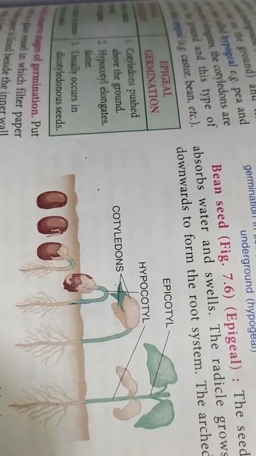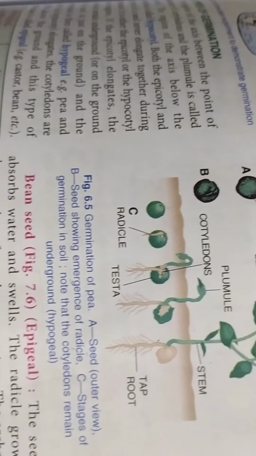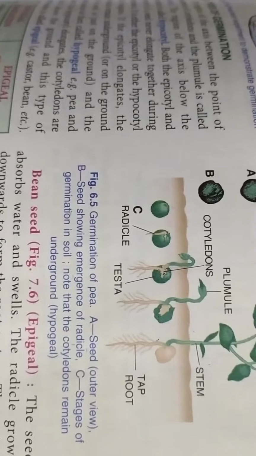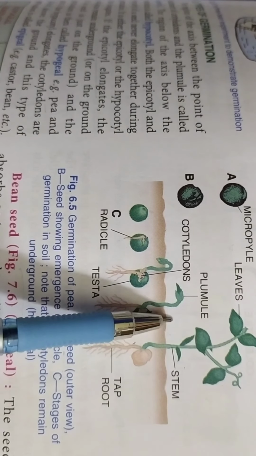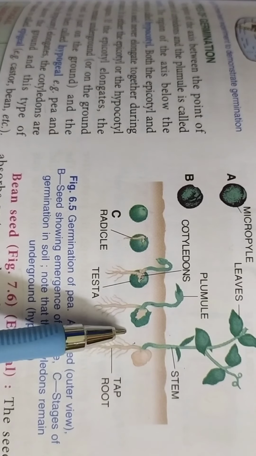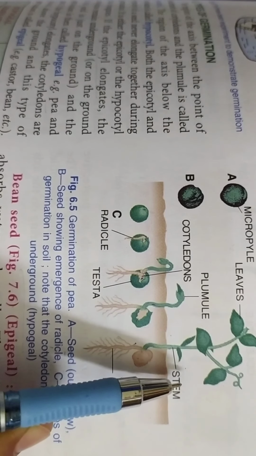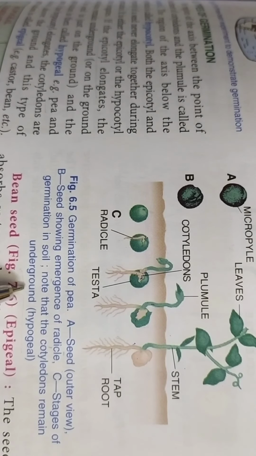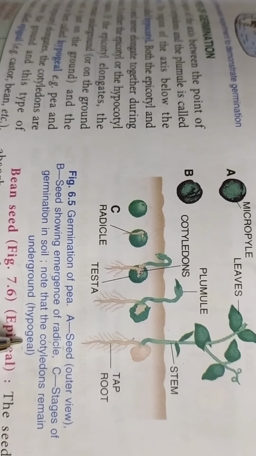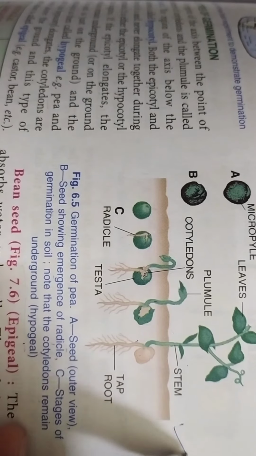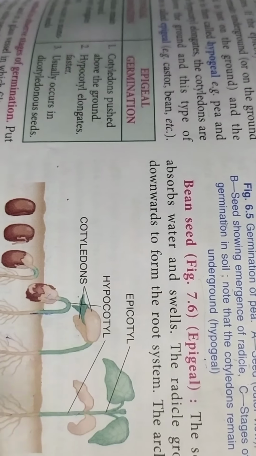So in some plants the germination is hypogeal, in some plants the germination is epigeal. It depends. But what is the difference? If the cotyledons come above the ground, above the soil, the germination is called epigeal, and if they remain inside the soil and do not come out, then it is called hypogeal. Note that the cotyledons remain underground, and this kind of germination is called hypogeal. This was in pea, and for this example they have given the bean seed. In the bean seed, the germination is epigeal.